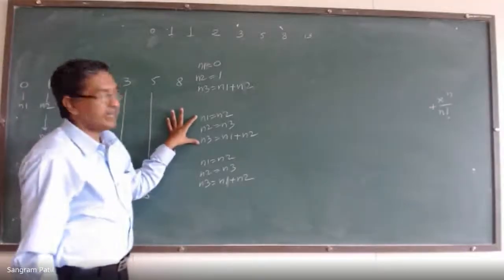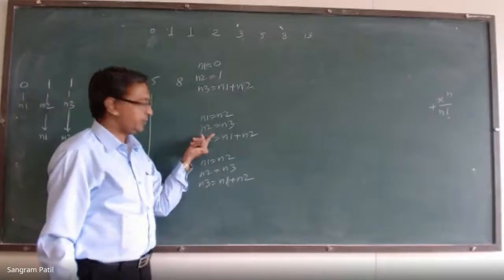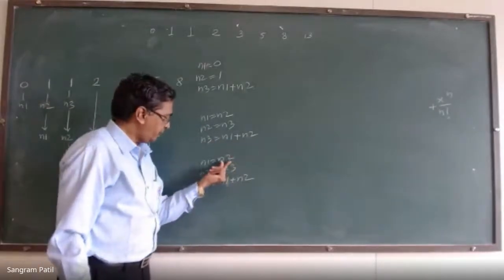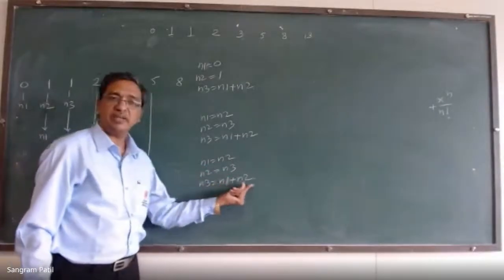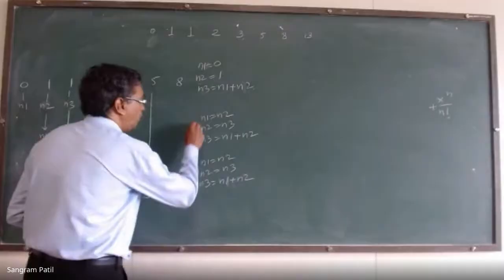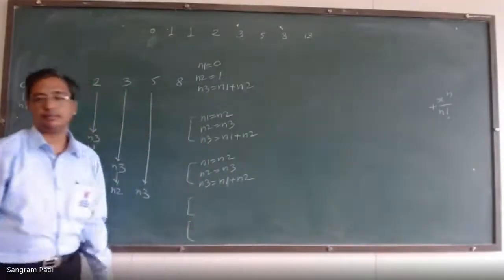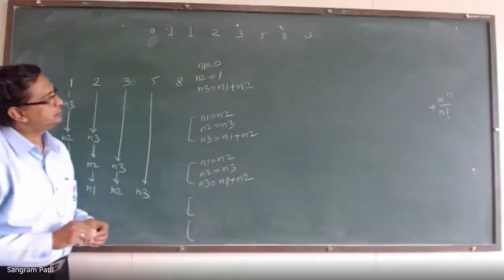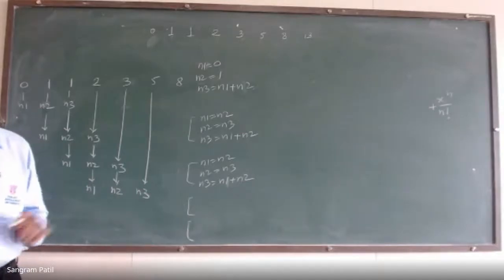So how it becomes? It is nothing but assign the value. n1 is n2, n2 is n3. Then calculate n3 as n1 plus n2. Next time, n1 becomes n2, n2 becomes n3. Again, new n3 is n1 plus n2. Like this, we have to repeat. You are getting this?